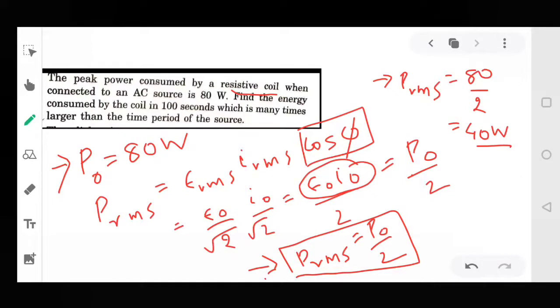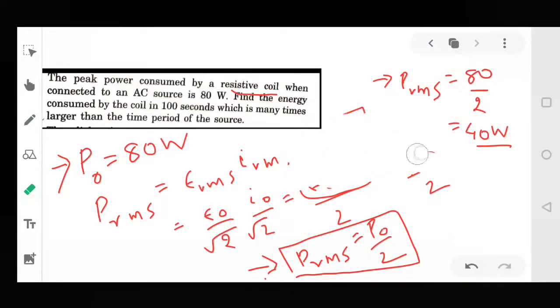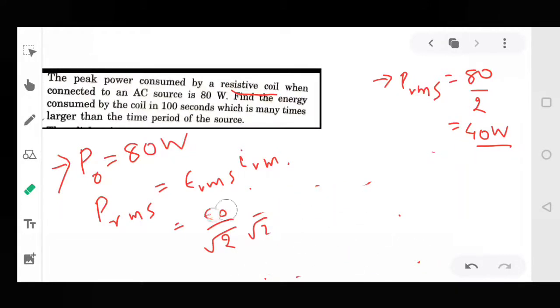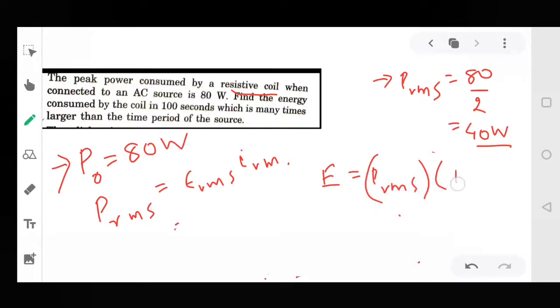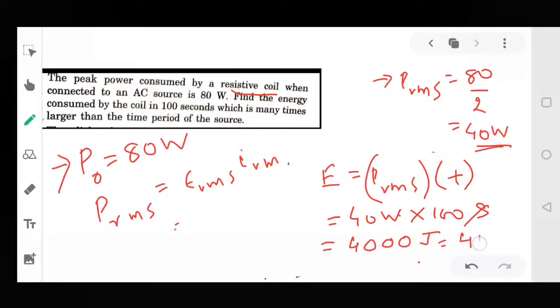We are asked to find the energy consumed. Since we have the information about the power consumed, what will be the energy consumed? Energy consumed will be equal to PRMS multiplied by time. Time is 100 seconds. So 40 watt into 100 second is equal to 4000 joule, or you can write 4 kilojoule. So 4 kilojoule is the answer.